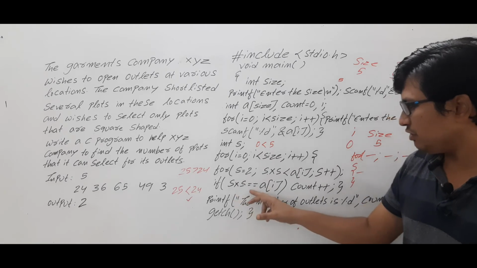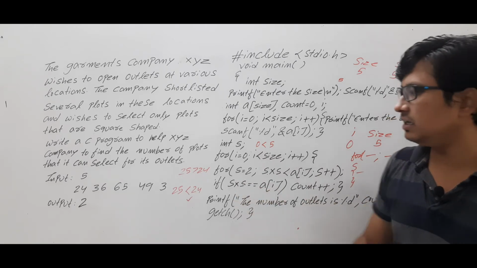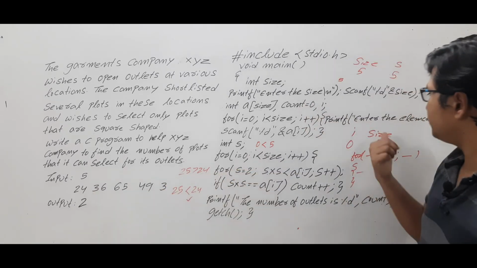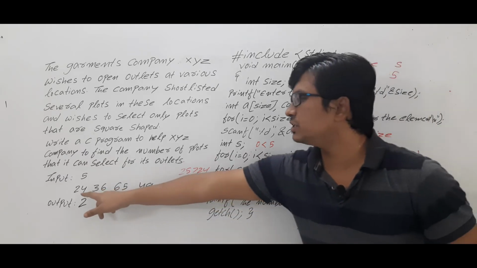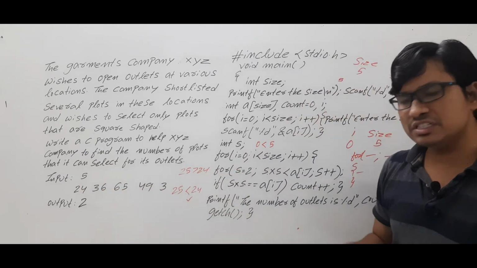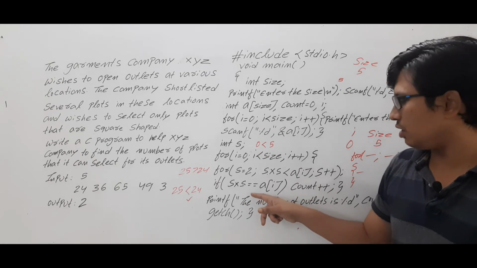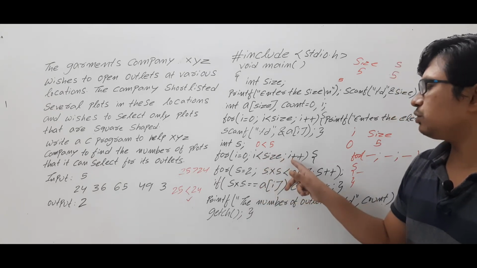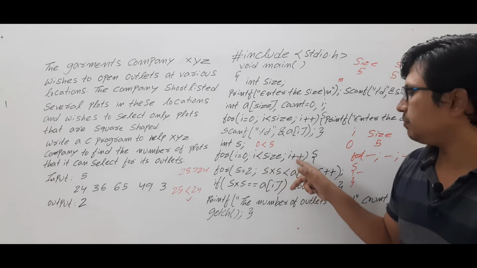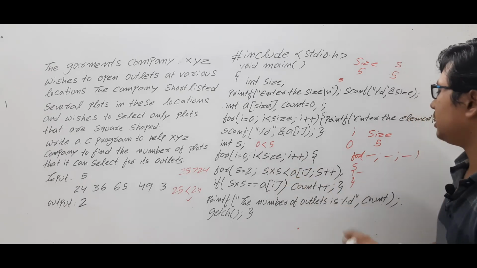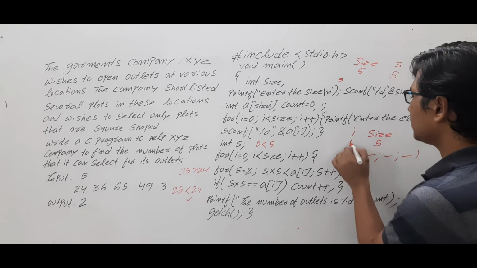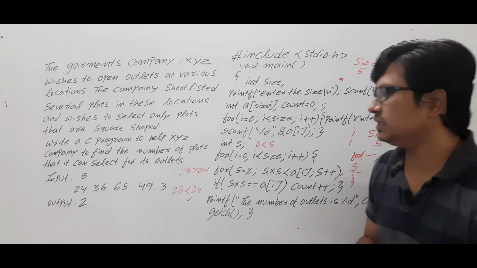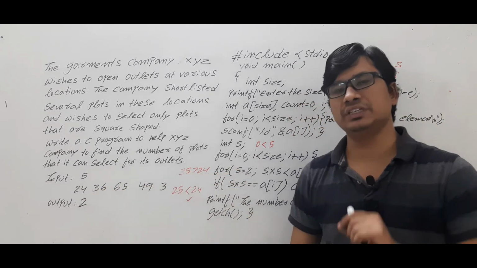25 is equal to a of i. a of i is nothing but a of 0. a of 0 is how much? 24. 25 is equal to 24? No, wrong. So count value will not be incremented and it will go to the i plus plus section. i plus plus is nothing but i value will update to 1. Is it clear? So we found that 24 is not a perfect square.